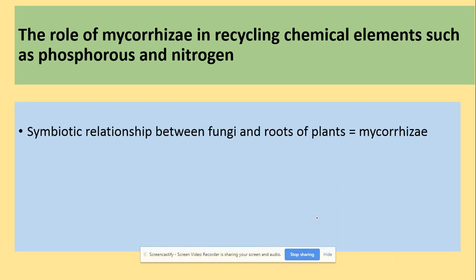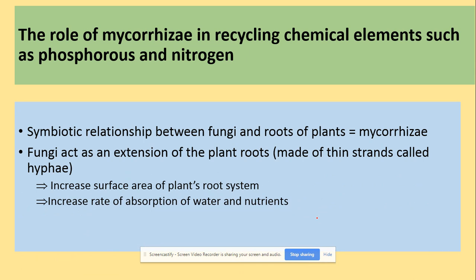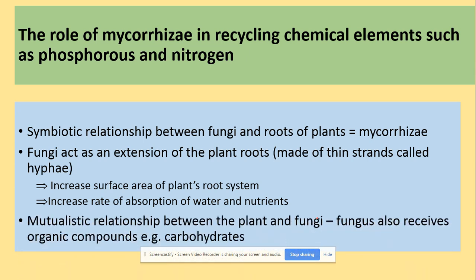Here they provide a symbiotic relationship between fungi and roots of plants. The fungi will act as extensions of the plant roots, so they are made of really thin strands called hyphae, and the job of them is to increase surface area for plant root system and increase the rate of water absorption and nutrients absorption. So in the mutualistic relationship between the plants and fungi, it's mainly that the fungi will receive organic compounds, for example, carbohydrates, but the plants will receive important nutrients.